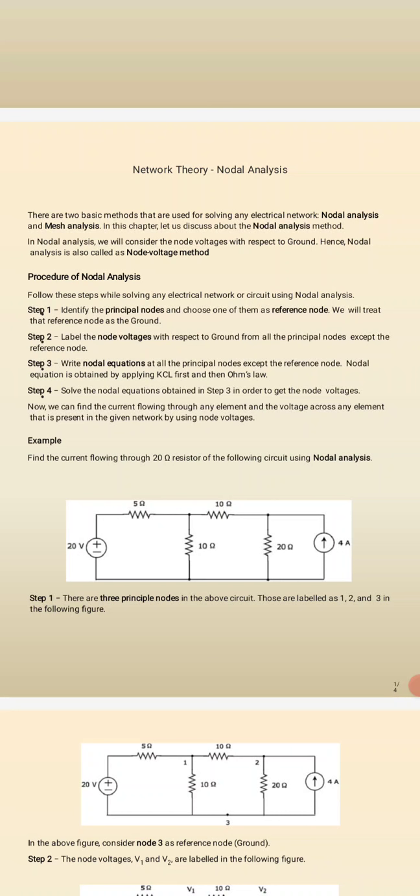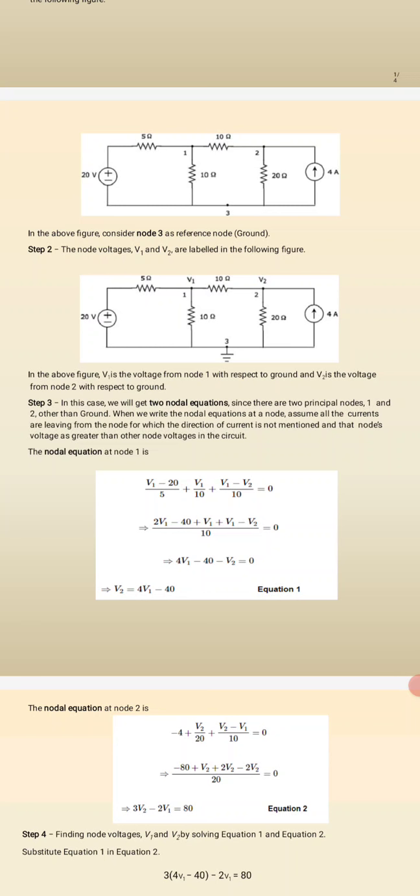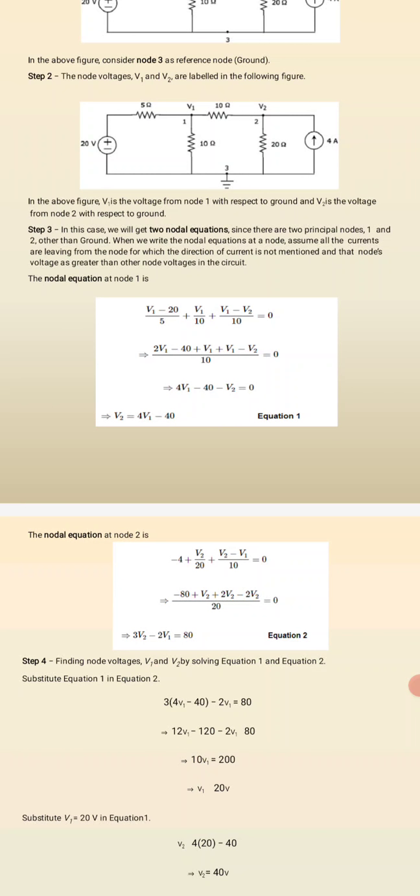We are going to calculate the current flowing through the 20 ohm resistance. According to step 1, we name the principal nodes. Here we have 3 nodes: node 1, node 2, node 3. The first and second nodes are the principal nodes, and the third node is the reference node or ground node. From the diagram, you can see the third node is connected to the ground.